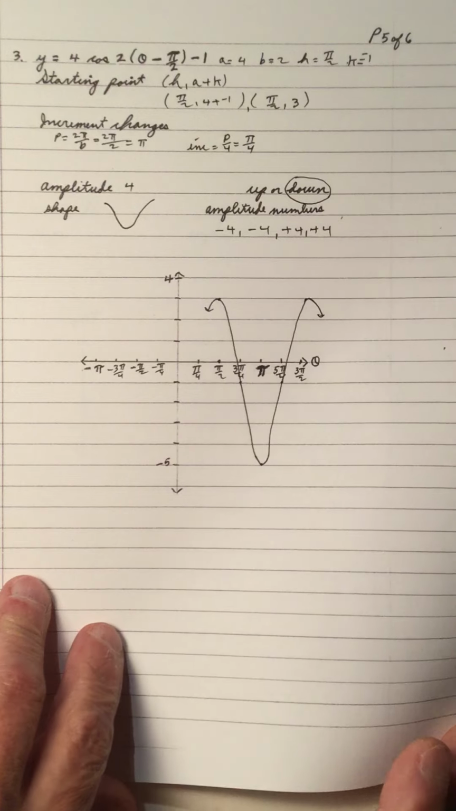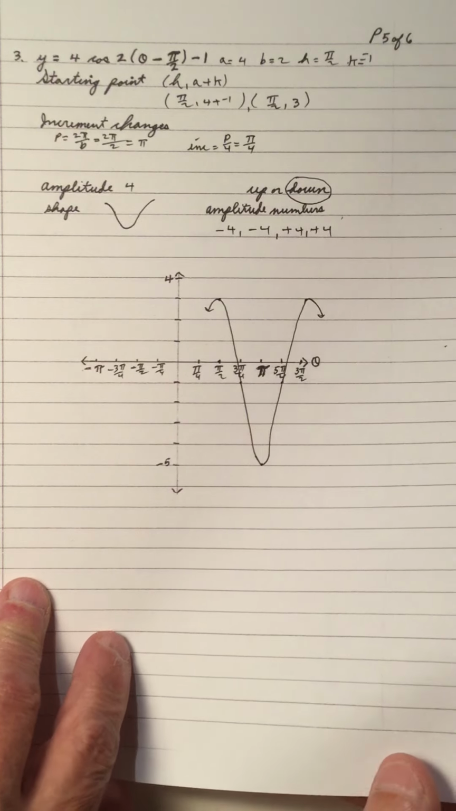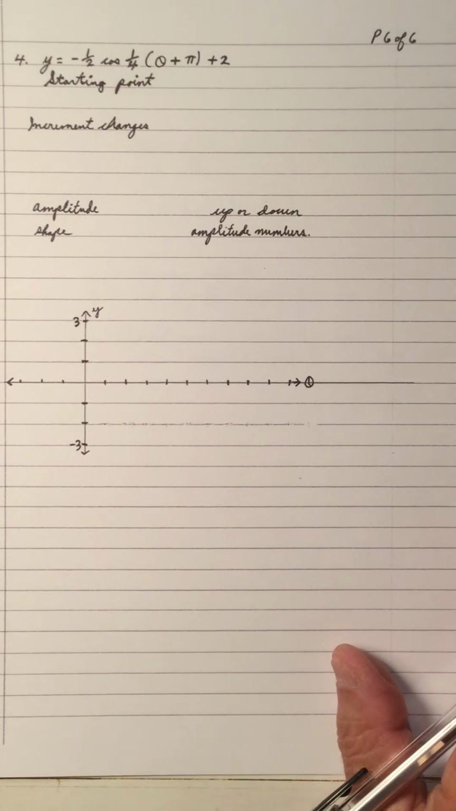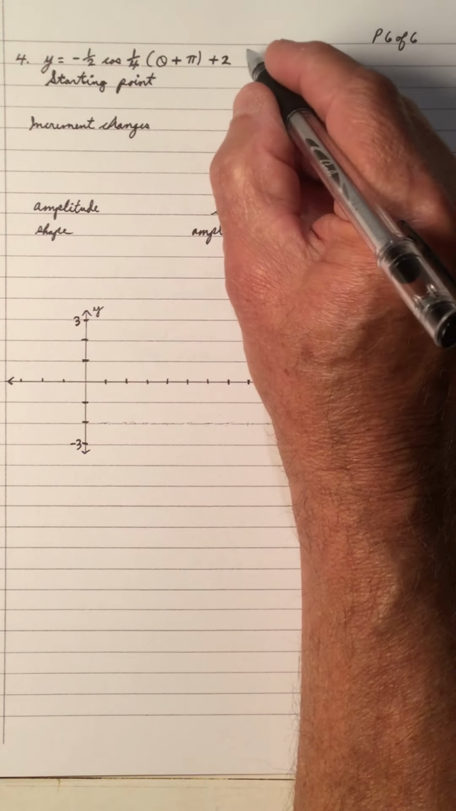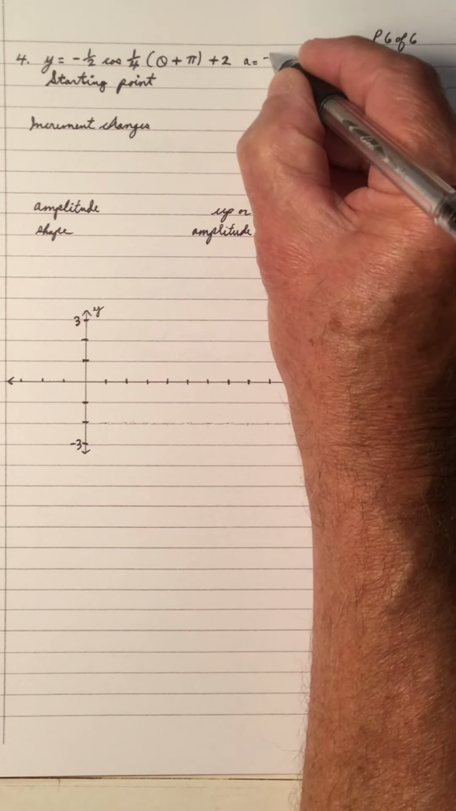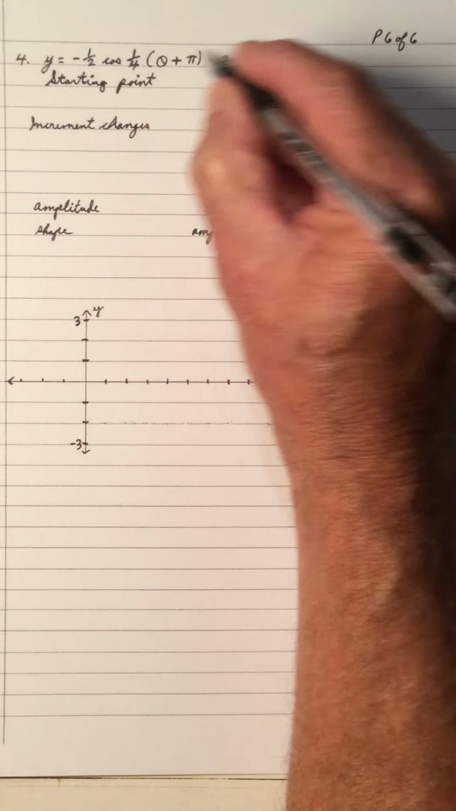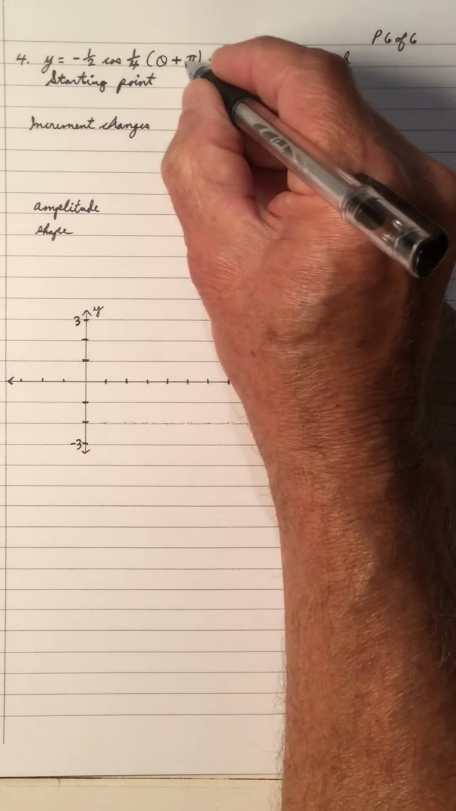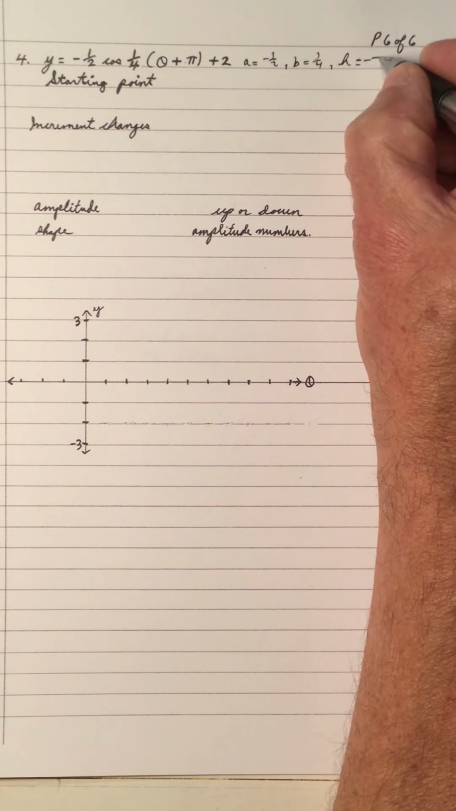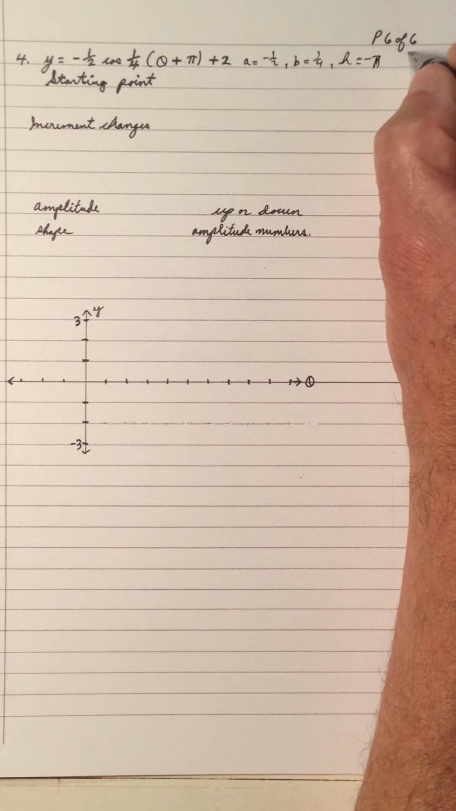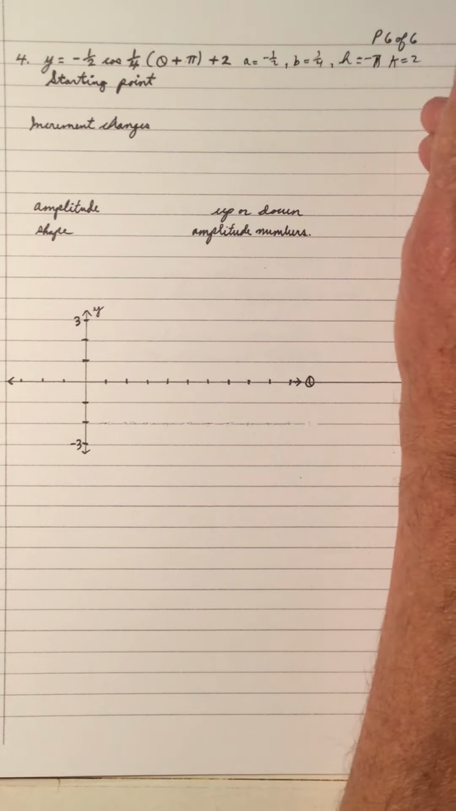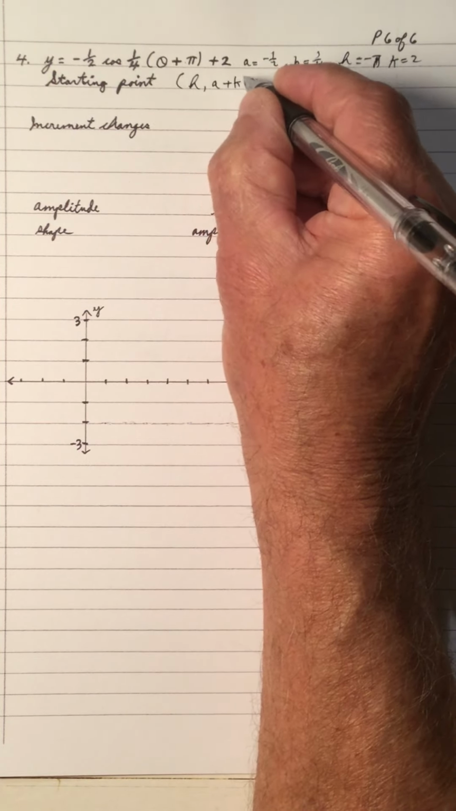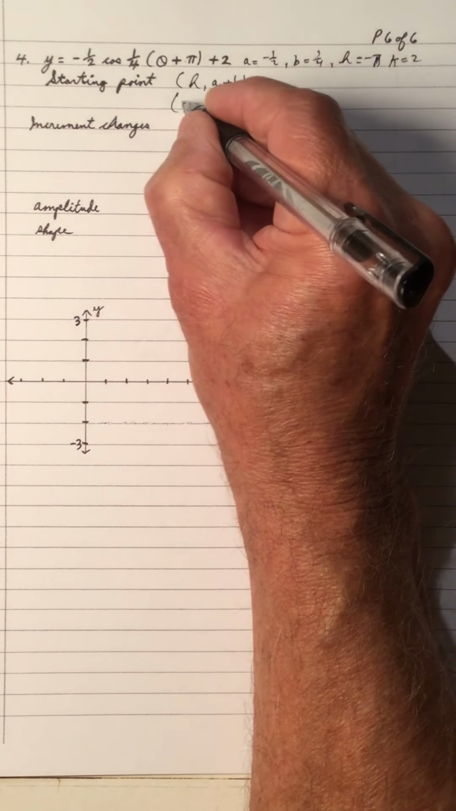Okay, so notice that cos is positive, it goes down, down, up, up. Now we have a cos graph which is a negative one. But before we do that, let's pick out A is negative a half, B is 1/4, and H is negative pi, and K is 2. So the starting point is H, A plus K, and H is negative pi.